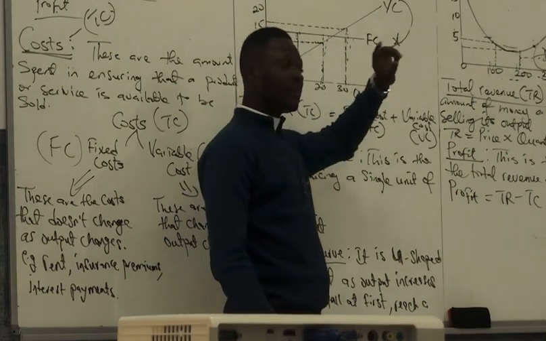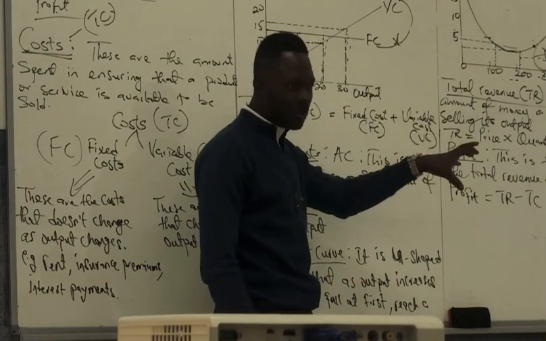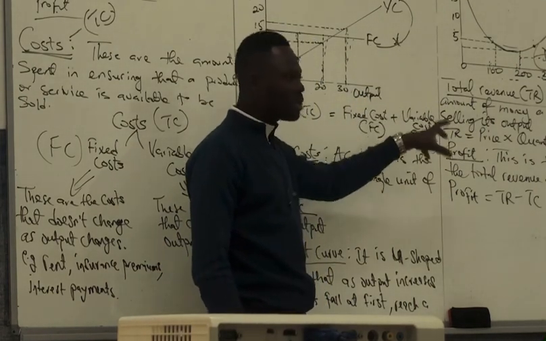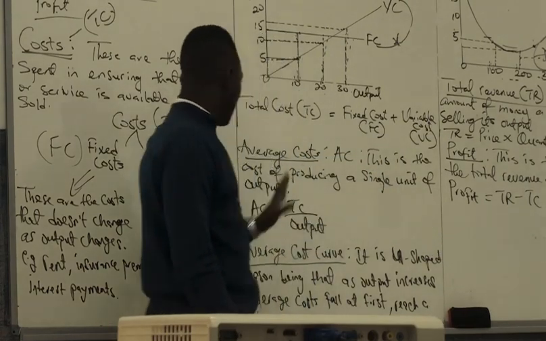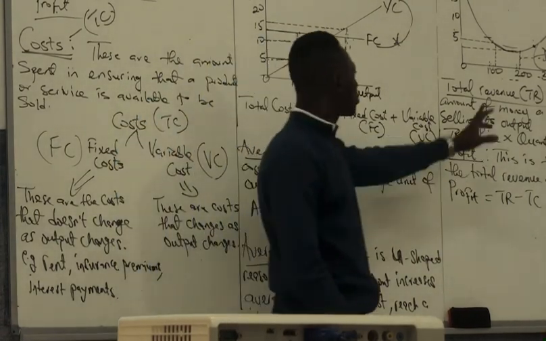Total cost is fixed cost plus variable cost. Average cost is total cost divided by the output. Okay, then we go to total revenue.